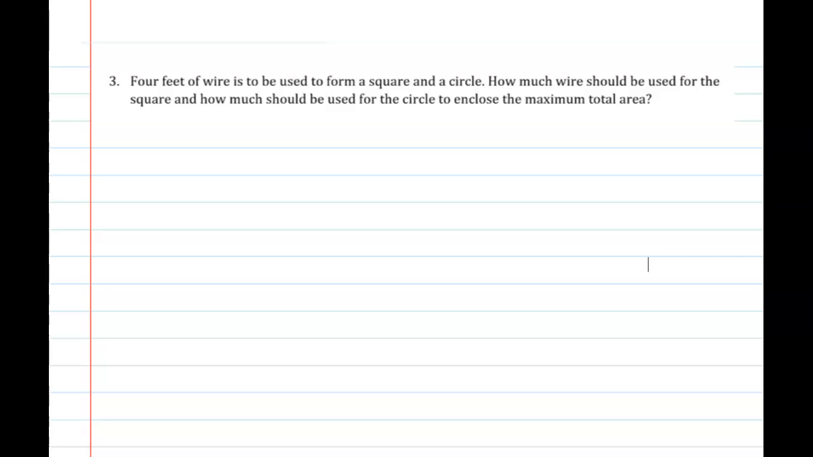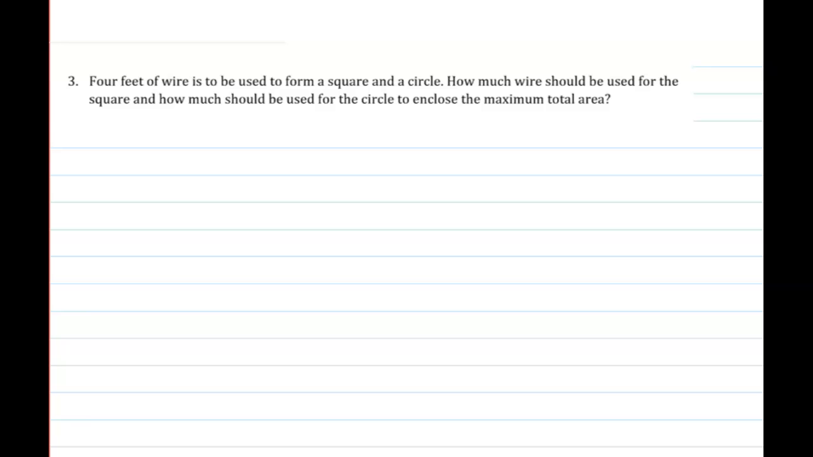Hello. All right, this is the problem I meant to do yesterday, but we had so much fun we ran out of time, right? All right, so we have 4 feet of wire used to form a square and a circle. We want to know how much wire should be used for the square and how much should be used for the circle to enclose the maximum total area. So we are maximizing area.